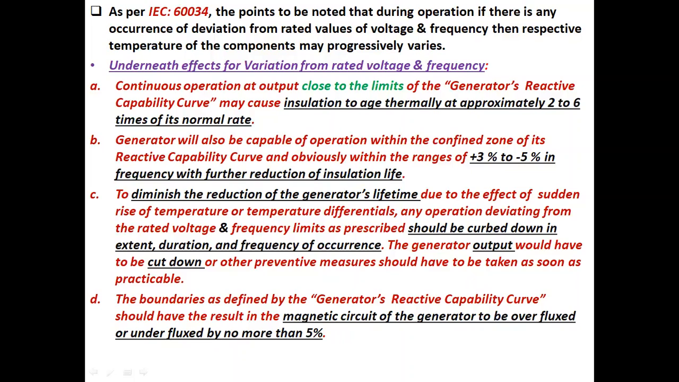To diminish the reduction of the generator's lifetime due to the effect of sudden rise of temperature or temperature differentials, any operation deviating from the rated voltage and frequency limits as prescribed should be cut down in extent, duration, and frequency of occurrence. The generator output would have to be cut down or other preventive measures should be taken as soon as practicable. The boundaries as defined by the generator's reactive capability curve should result in the magnetic circuit of the generator being overfluxed or underfluxed by no more than 5%.